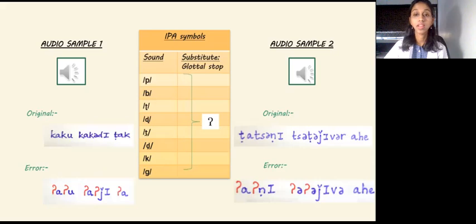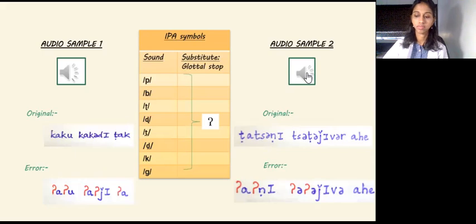Here the sounds t in taksani and sataivar as well as s in the same two words are substituted by the glottal stop, making it sound like a pause in its production. I shall play it again for a better understanding.